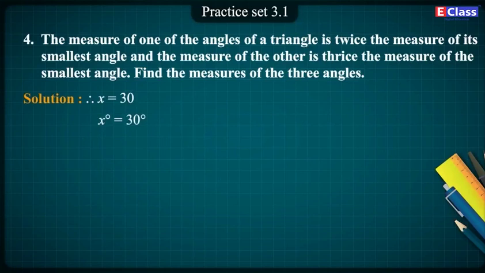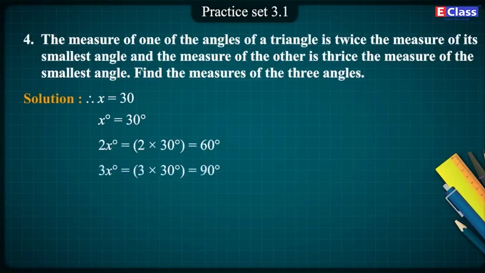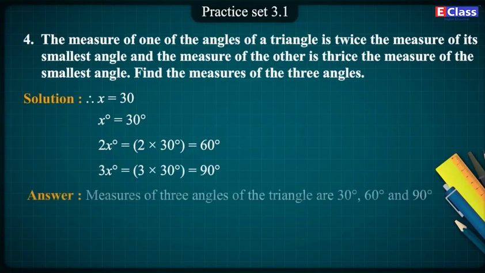X degrees is equal to 30 degrees. 2x degrees is equal to 2 multiplied by 30 degrees, which is equal to 60 degrees. 3x degrees is equal to 3 multiplied by 30 degrees, which is equal to 90 degrees. Answer: measures of three angles of the triangle are 30 degrees, 60 degrees, and 90 degrees.